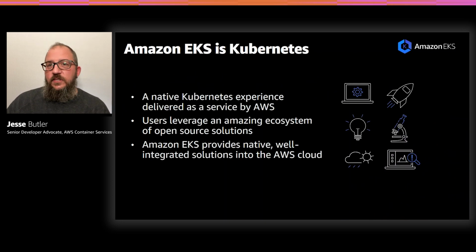So I want to start quickly just by setting some context and talking about what Amazon EKS is. And it is, at its core, Kubernetes. It is a native Kubernetes experience in a native AWS service. So users actually can leverage an amazing ecosystem of open source software because it is Kubernetes. But because it's a managed service at AWS, we also can provide a ton of native and well-integrated solutions for your AWS cloud workflows and your workloads.